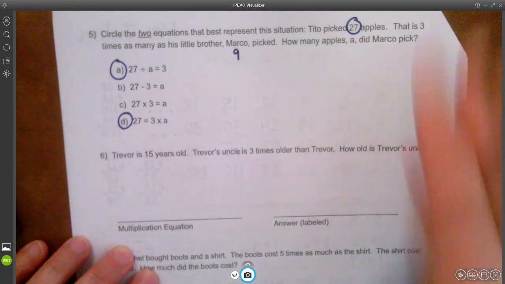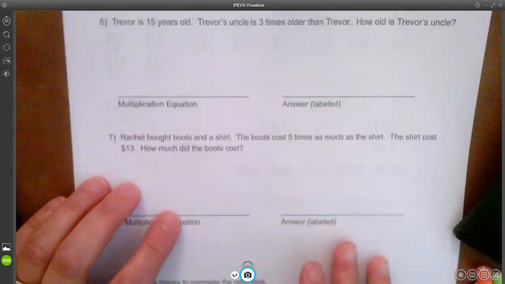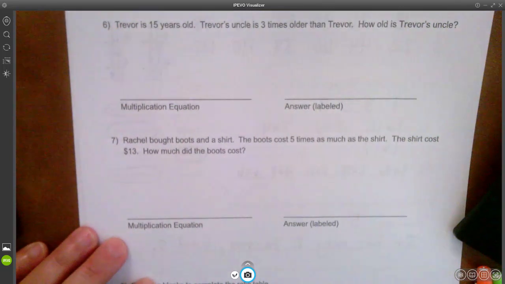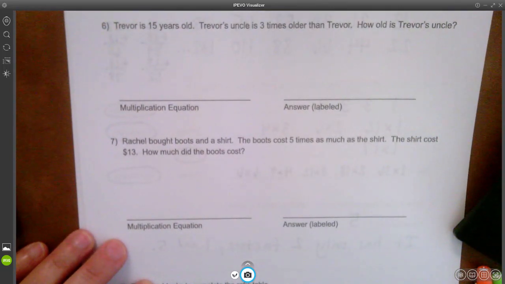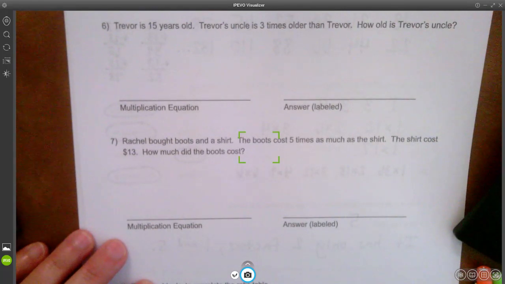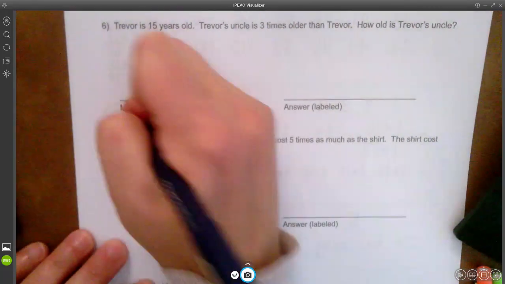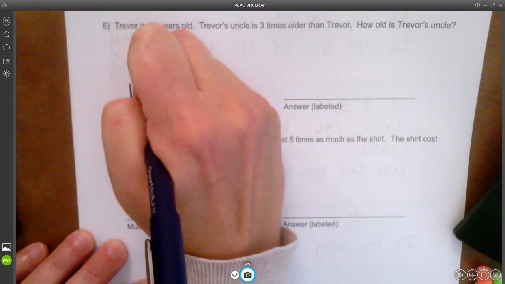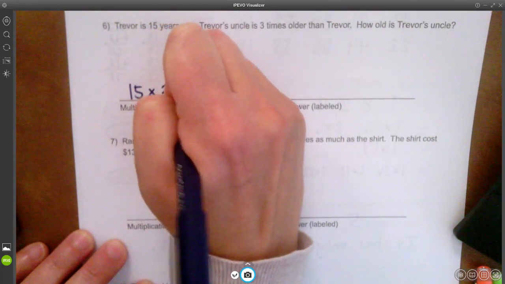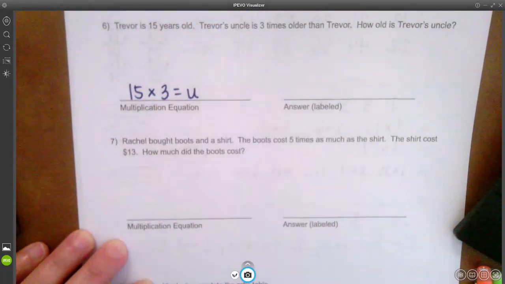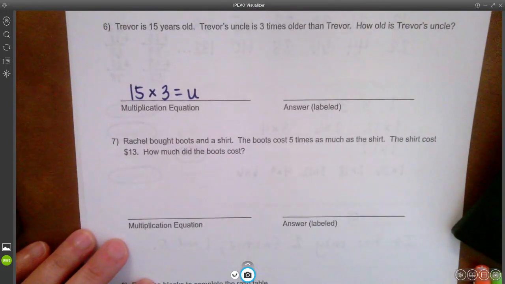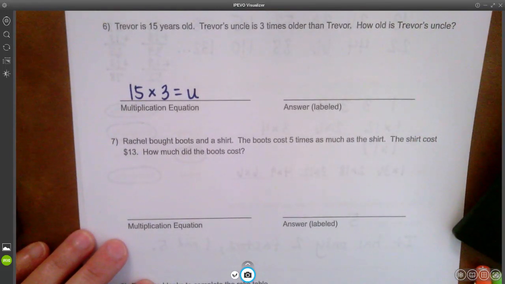All right, let's look at number 6. Number 6, we have to draw an equation. I wonder if anybody yelled out equal sign and scared their family. All right, here we go. Trevor is 15 years old. Trevor's uncle is 3 times older. So we're going to write 15 times 3, and maybe I'll use the letter U for uncle. So there's my equation. And then I have to figure out the answer.